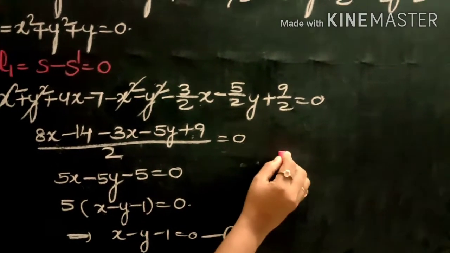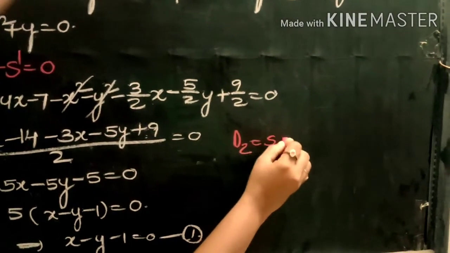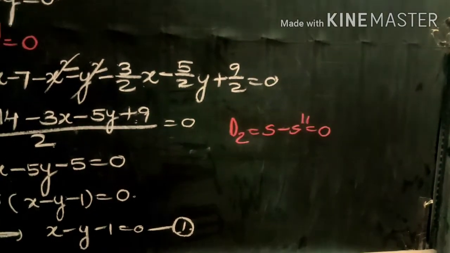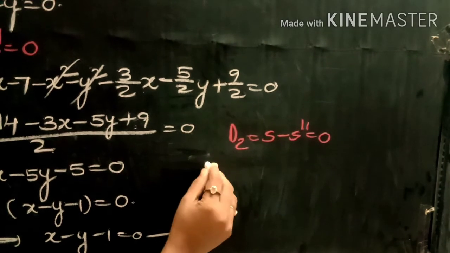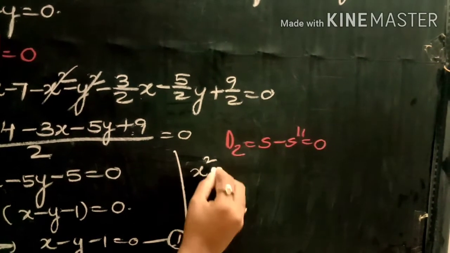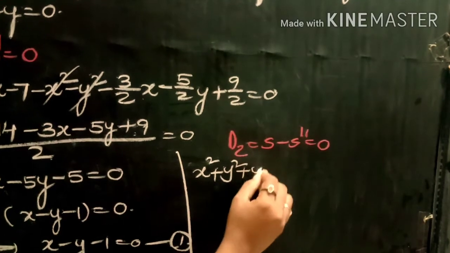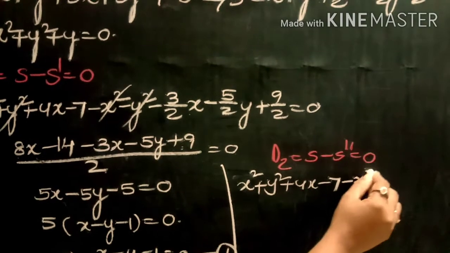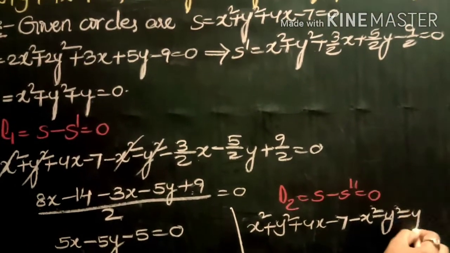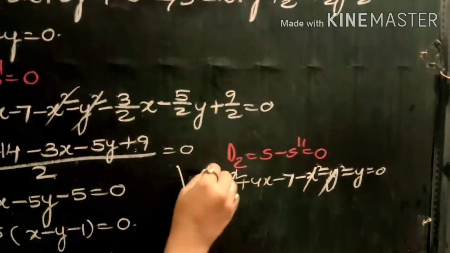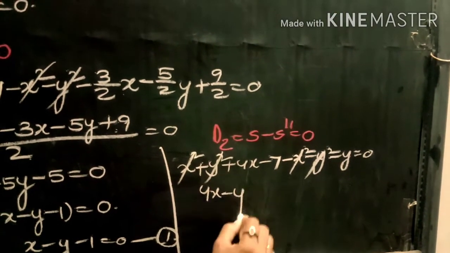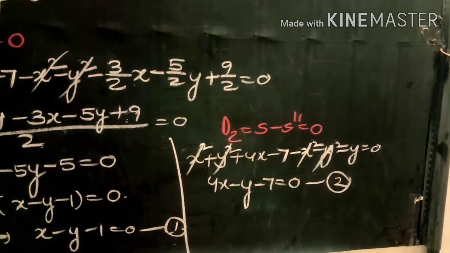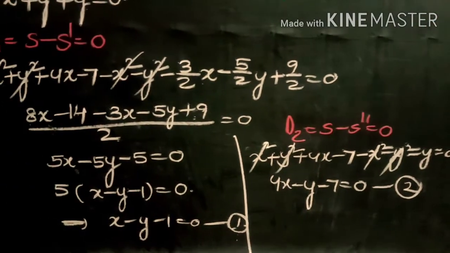Next, the second equation is L2. L2 is equal to S minus S double dash equal to 0. That is, first circle minus third circle. So S minus S double dash equal to 0. S value x square plus y square plus 4x minus 7, minus of S double dash, that is minus x square minus y square minus y equal to 0, which implies that the remaining values are 4x minus y minus 7 equal to 0. So this is equation 2. Now we are finding the point of intersection of these two lines to get the radical center.